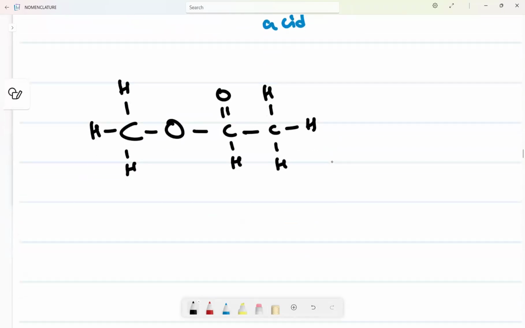I want you to identify which side comes from the alcohol, which side comes from the carboxylic acid. The one that has double bond O is the one that comes from carboxylic acid. This one comes from carboxylic acid. Then this one, remember, we don't include this O. This one here comes from the alcohol. Okay? This is the side of alcohol. This is the side of carboxylic acid.